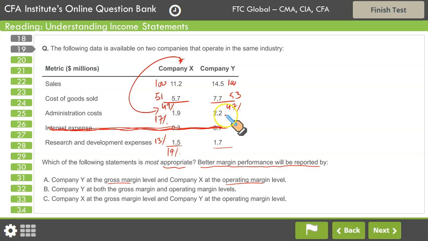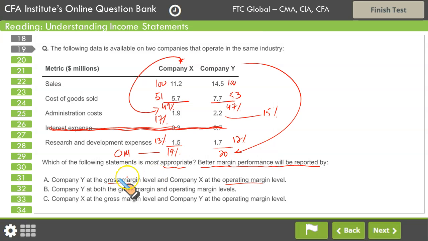Then 2.2 is what percentage of sales? 15.17. We can just write it simply as 15. 1.7 is what percentage of sales? 11.7, which can be written as 12%. So 47 less 15 less 12 gives you 20%. So these numbers are your operating margins. As you can see, for company Y, operating margin is 1% higher than company X.